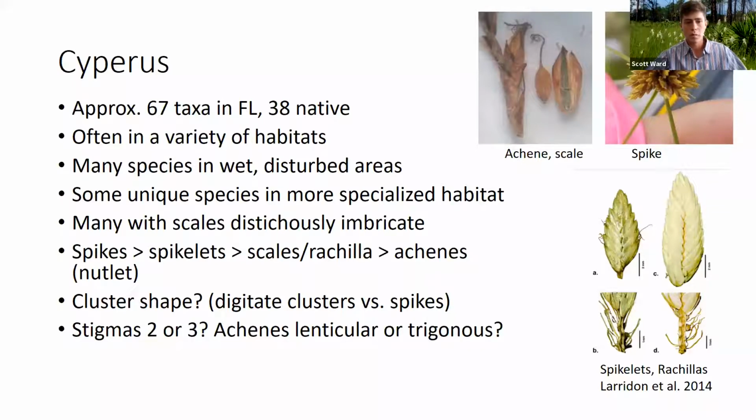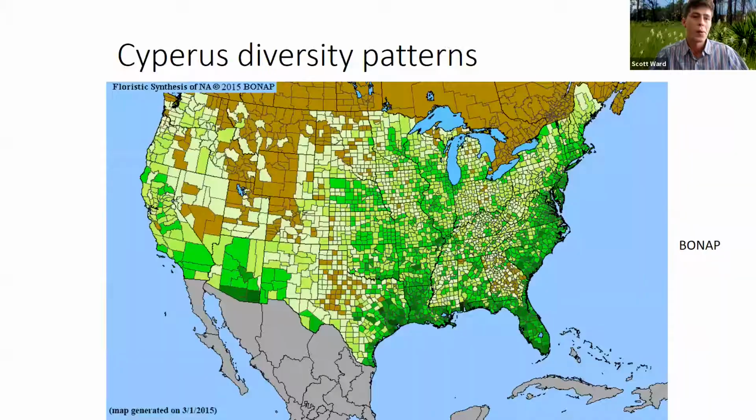So it's important to remember the scale, spikes, all the way down to achenes, also called a nutlet, and then think about the shape of these spike clusters. So digitate, kind of hand-shaped, versus slender spikes. So there's a lot of really important characters to learn in this family, but over time they start to stick.